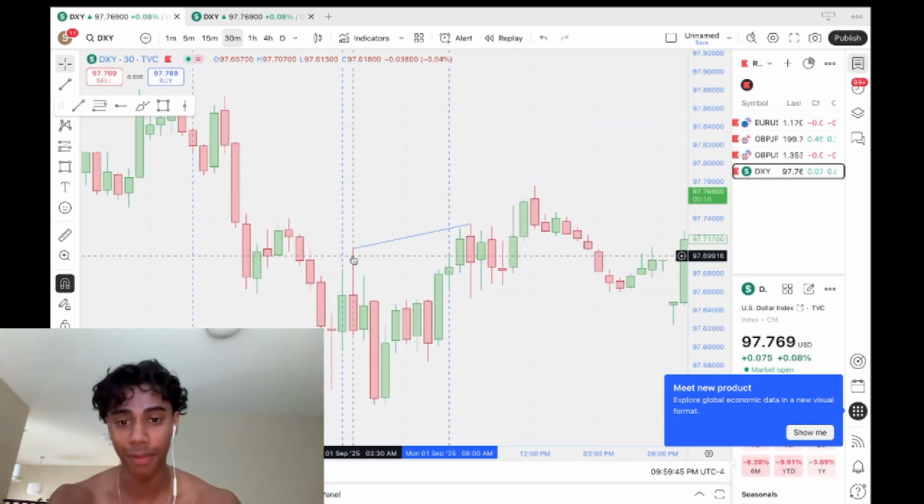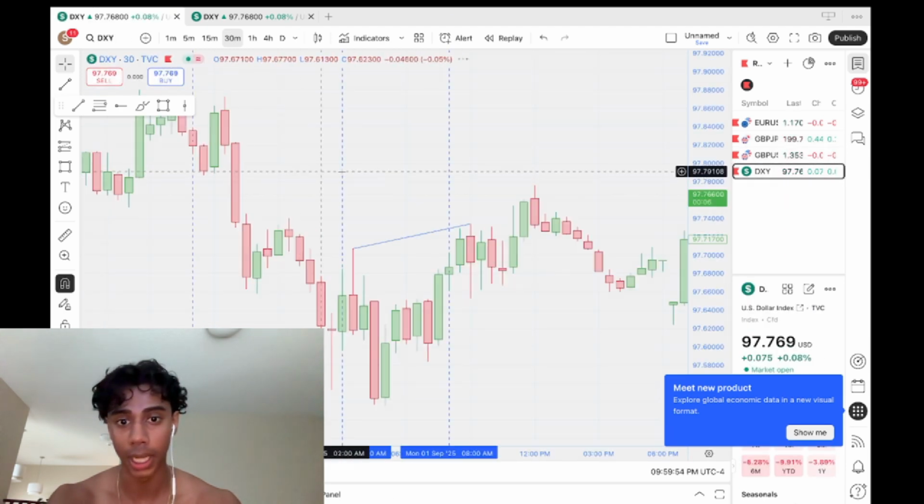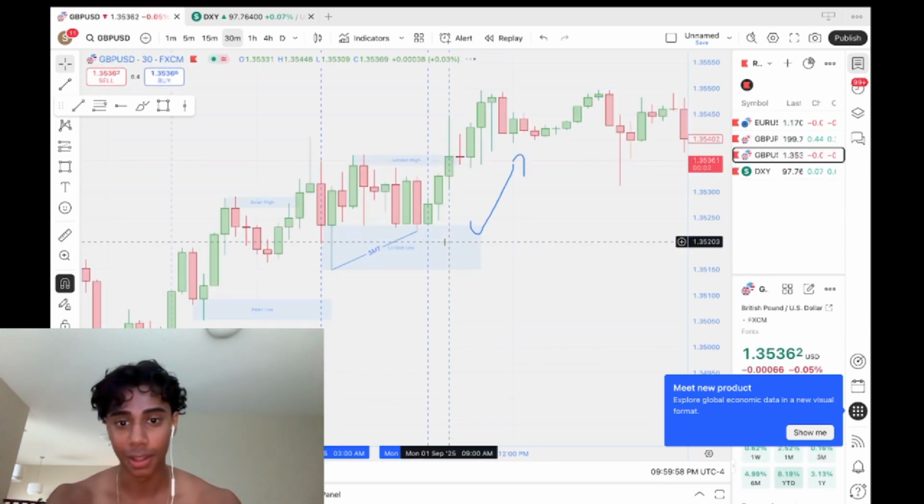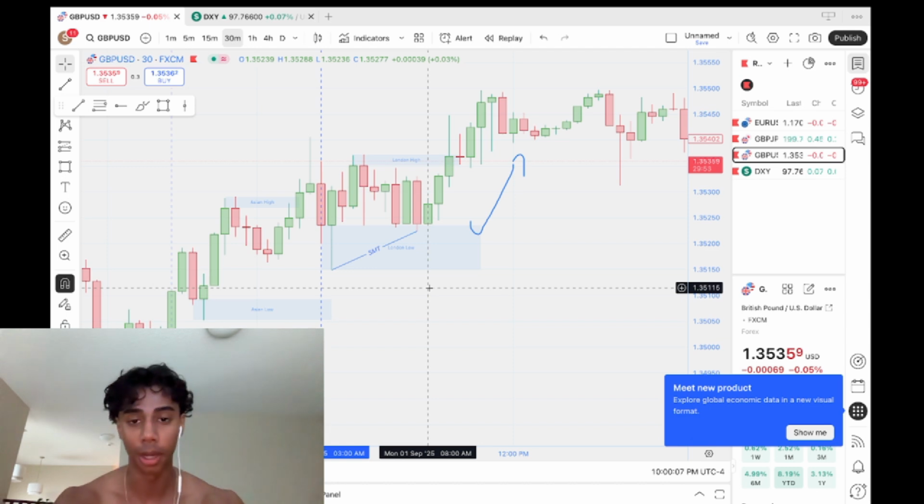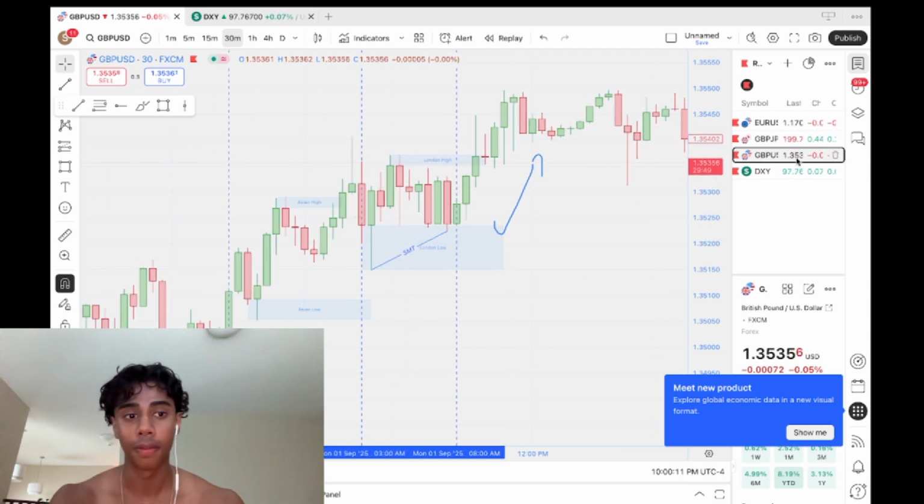Because boom, we have this higher high on the DXY. So what should we see? We should see a lower low relative to this low, which is the London low. This is the London high, right? This is the London high. This is the London low. So boom, we should have made a lower low, but on GBPUSD we did not make a lower low. So this is telling me that boom, failure to push through the London low means we have stronger buy side.